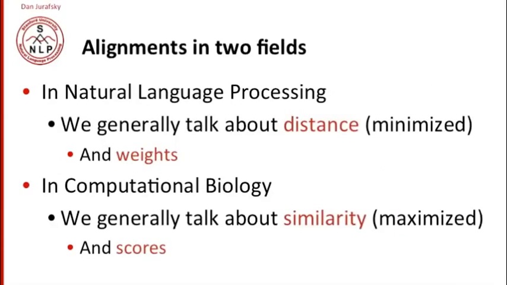In general, in natural language processing, we talk about distance, so string edit distance and minimum edit distance. So we're minimizing distance and we're computing weights for things. In computational biology, we're talking about similarity, so we're maximizing similarity, so we're asking how similar two things are. So we're trying to maximize something, and we generally talk about scores rather than weights.